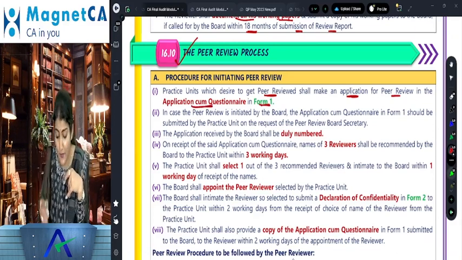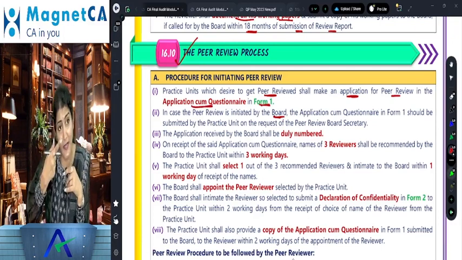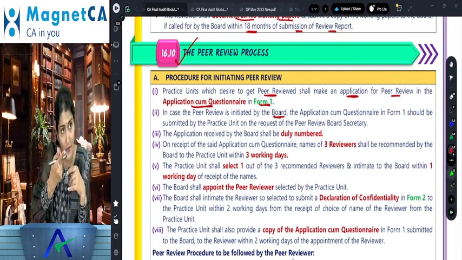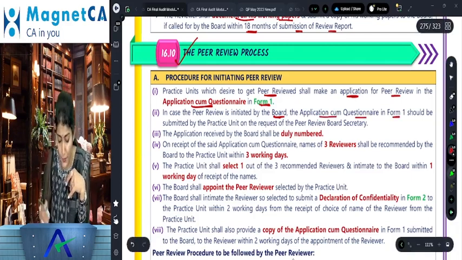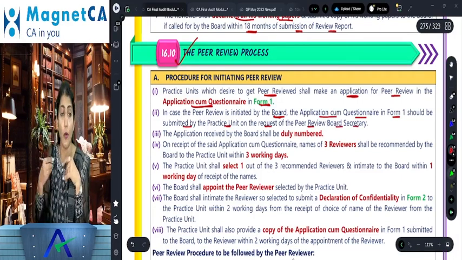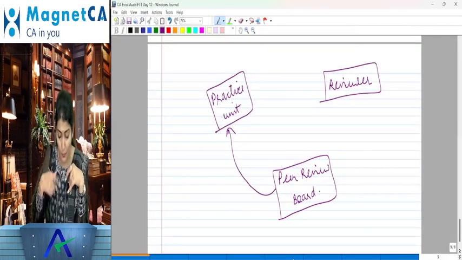Then if the peer review is initiated by the board, so it could be initiated by the practice unit or it could be initiated by the board. What does it say? The application cum questionnaire in form 1 should be submitted by the practice unit on request of the peer review board secretary. So one, it could be initiated by the peer review board secretary.